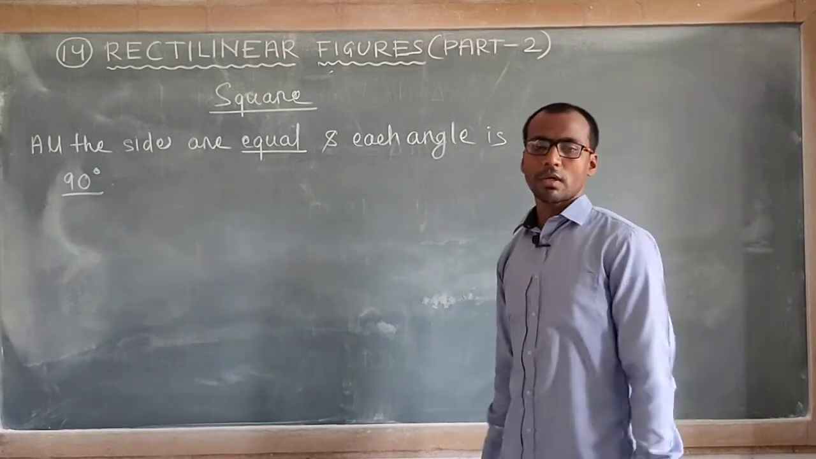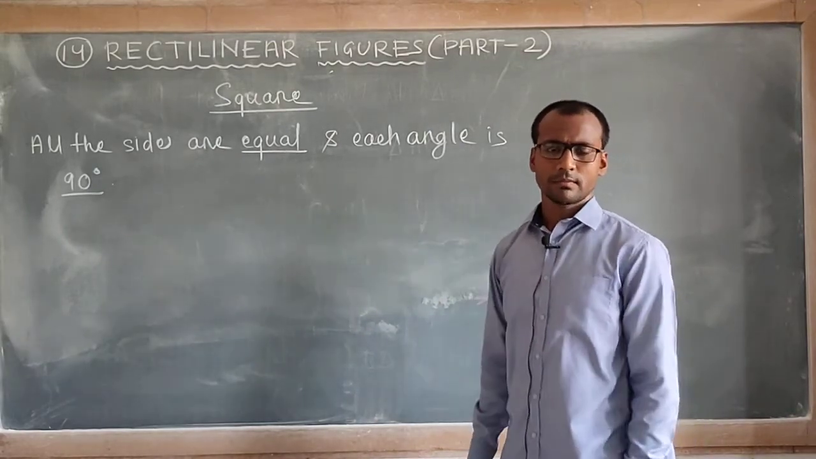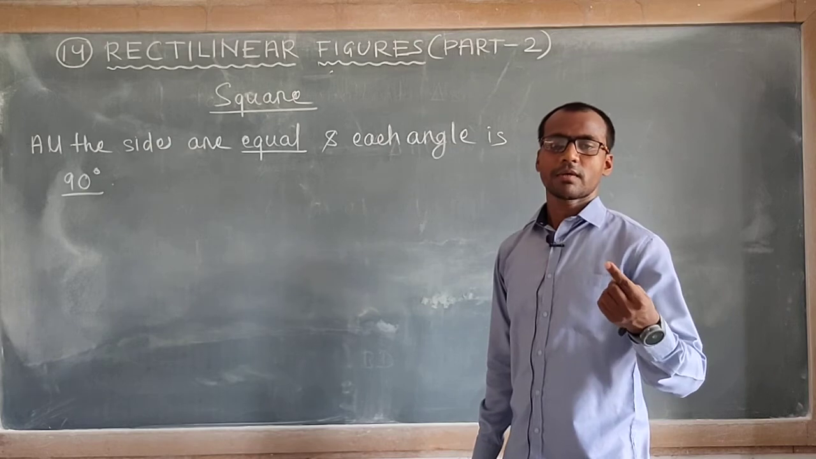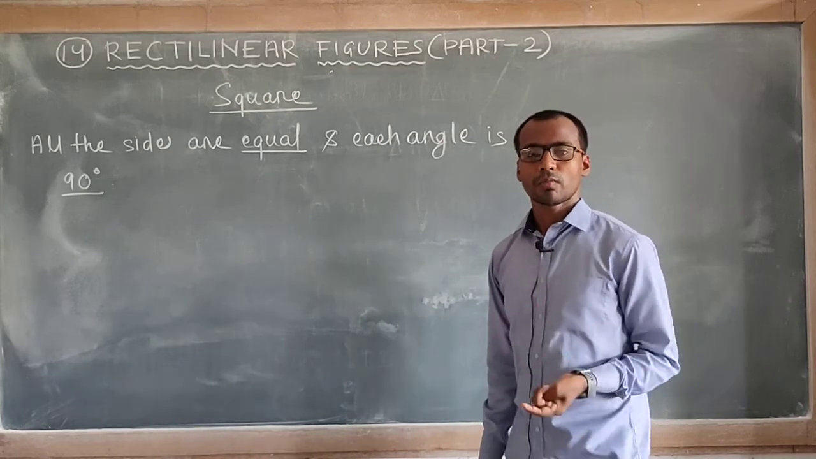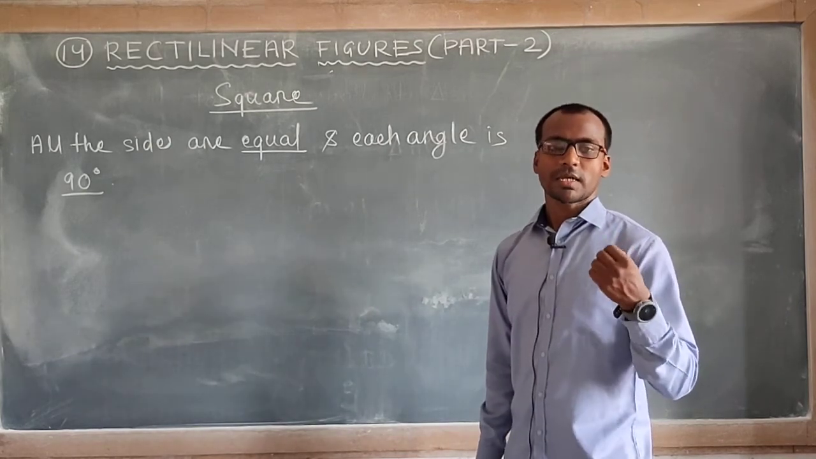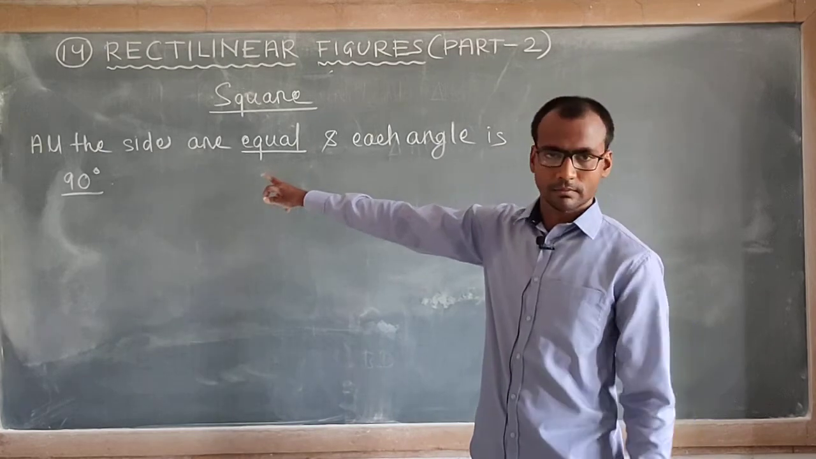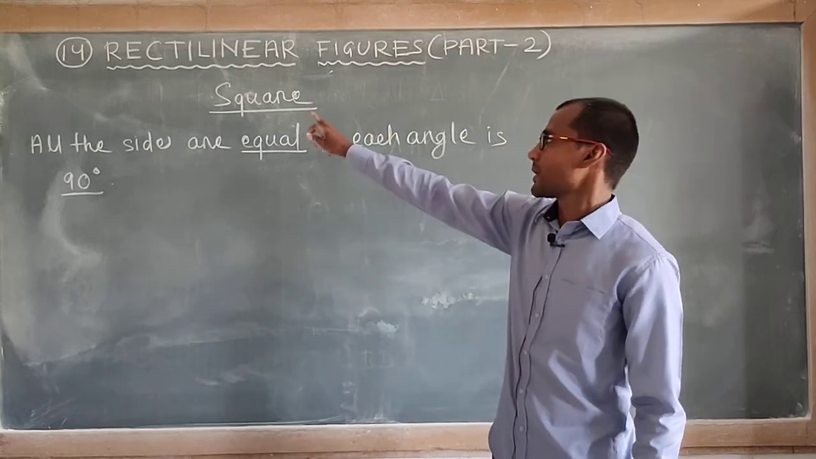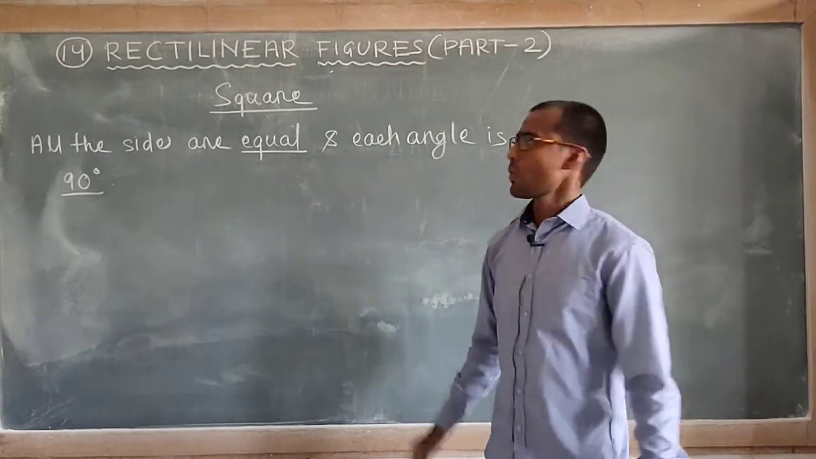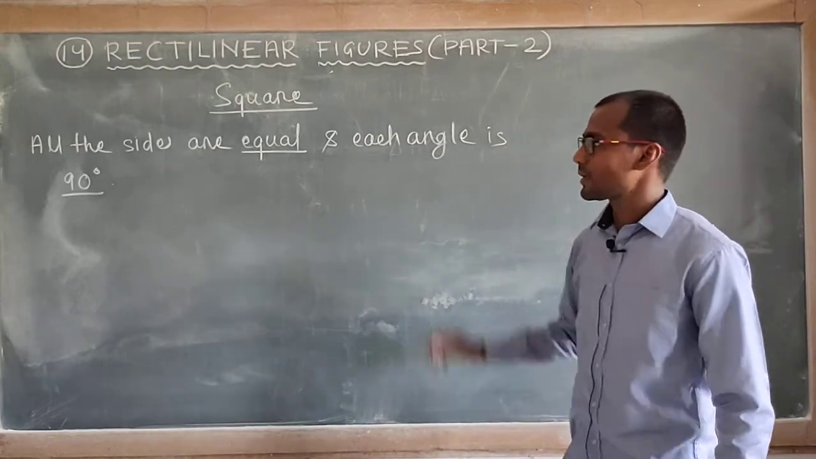If all the sides are equal, it must be a rhombus also. You can recollect the definition of a rhombus. What is a rhombus? It is a quadrilateral in which all the sides are equal. Here all the sides are equal, so we can say that a square is a special type of rhombus. Also you can see each angle is 90 degree.